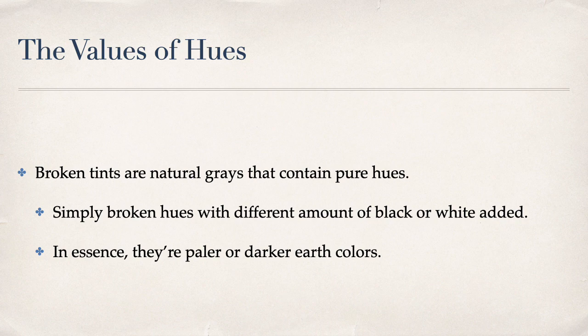Broken tints are natural grays that contain pure hues. They're typically found within nature. Basically, they're simply broken hues with different amounts of black and white added. So in essence, they are paler or darker earth colors.